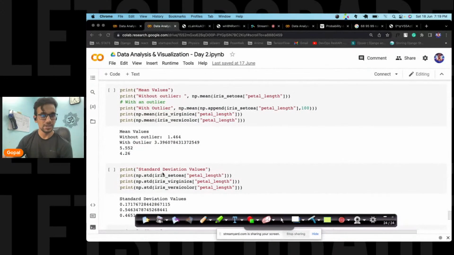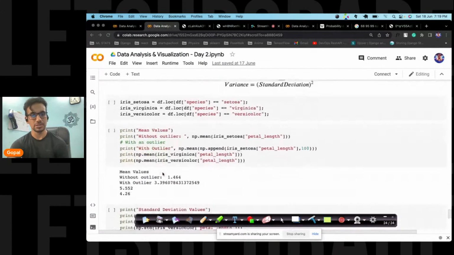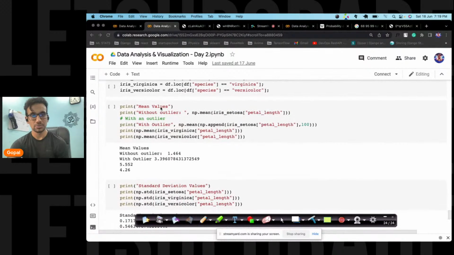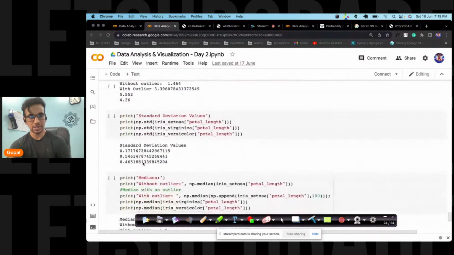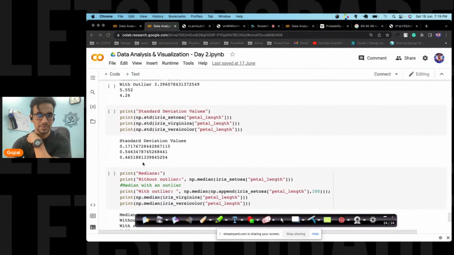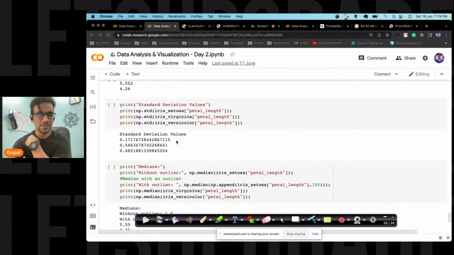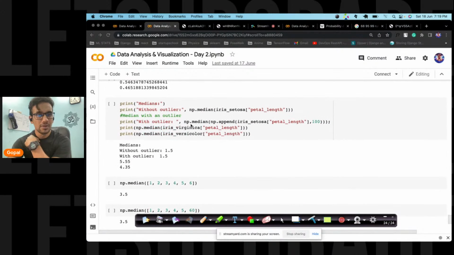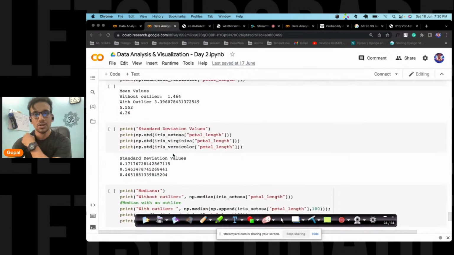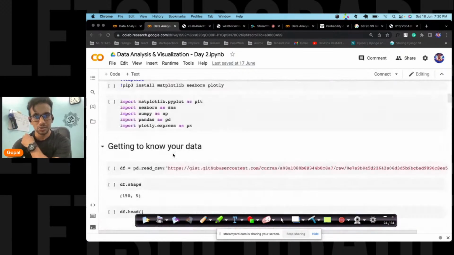All right. Now I just performed very similar calculations here. So the mean value with an outlier and without an outlier is this much, and we have the standard deviation and everything is there. And the median with an outlier and without an outlier remains the same. And there you go, so we ended our second notebook as well.